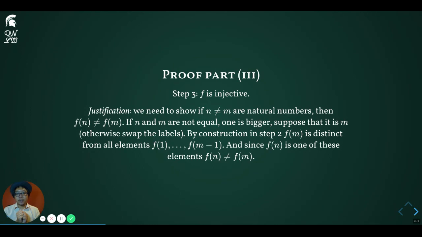By our construction, f of m is chosen to be different from f of 1, f of 2, all the way to f of m minus 1. Since n is a natural number smaller than m, it is one of 1 through m minus 1, so f of n must be different from f of m. This concludes the proof, and also this lecture.